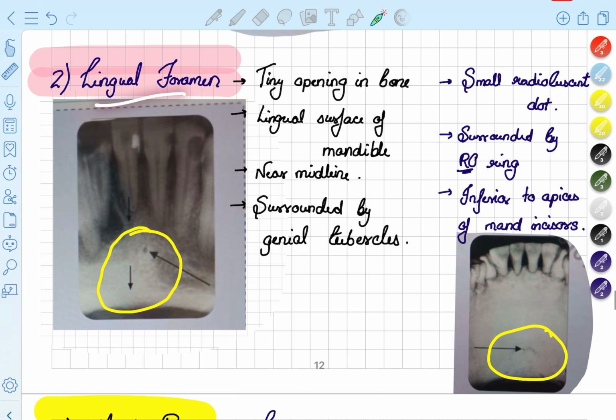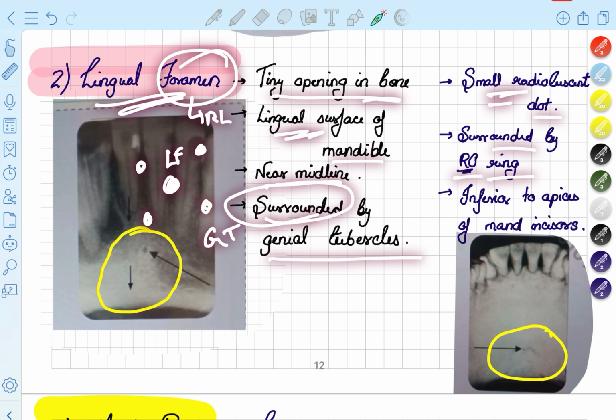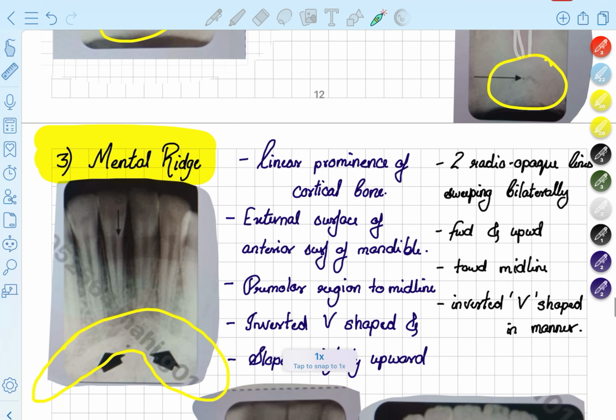Lingual foramen. These are the 4 genial tubercles, and this is the lingual foramen, as the name suggests, a foramen. So how will it appear? As a radiolucent structure. A tiny opening in the bone on the lingual surface of the mandible near the midline, surrounded by the genial tubercles. It is a small radiolucent dot surrounded by a radio-opaque ring formed by the genial tubercles, inferior to the apices of the mandibular incisors.